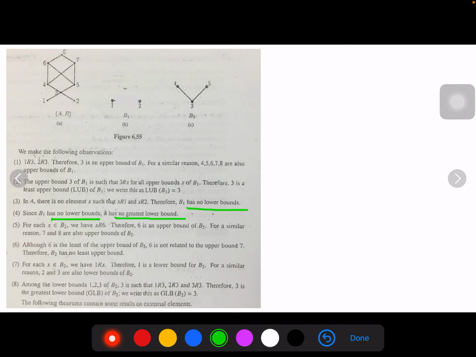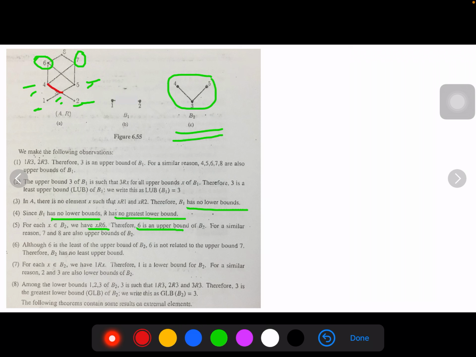Fine. For each x belongs to B2, we are moving on to the second set. We have x related to 6, because 6 is here as per the diagram. With the transitive property, x is related by all other elements. So it becomes an upper bound. Similarly, for the same reason, 7 is also related by all these elements. Therefore, 7 is also an upper bound, because I should look only at this part.